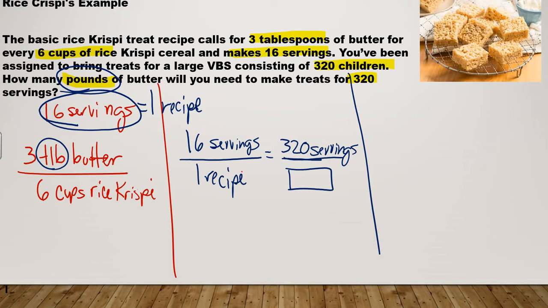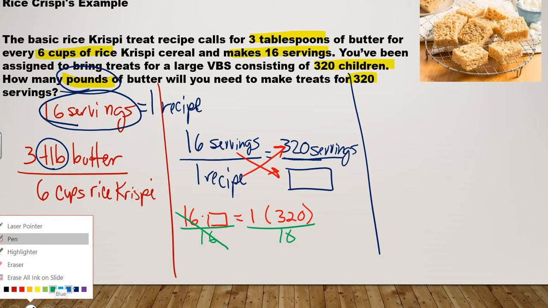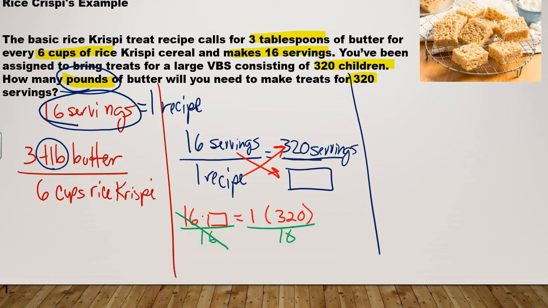So that's a proportion. Once again, when you have a proportion, you cross multiply. So I have 16 times an unknown equals 1 times 320. To solve for the unknown, we're going to divide by 16. And you do 16 into 320. I know 16 is going to go into 32 twice, and I have a 0. So I basically need 20 recipes.